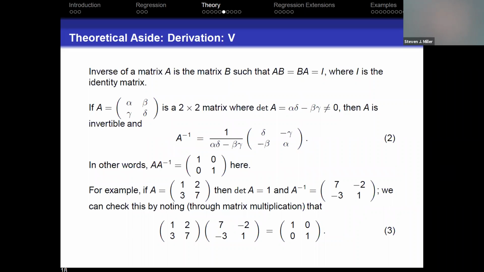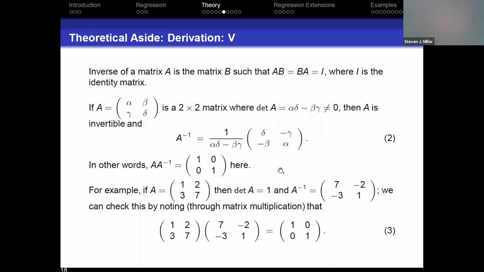And so we need the inverse of a matrix. The inverse of a matrix A is the matrix B, such that AB equals BA equals the identity. There's a very nice formula for a 2 by 2 matrix. If A is alpha, beta, gamma, delta, we define the determinant to be alpha times delta minus beta times gamma. And the inverse of A is just 1 over the determinant, times the matrix delta, minus beta, minus gamma, alpha. In other words, if you multiply A and A inverse, you get the identity matrix 1, 0, 0, 1.